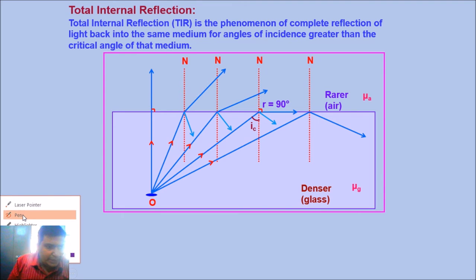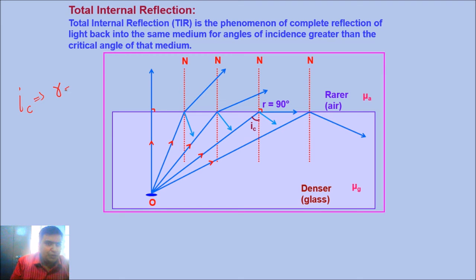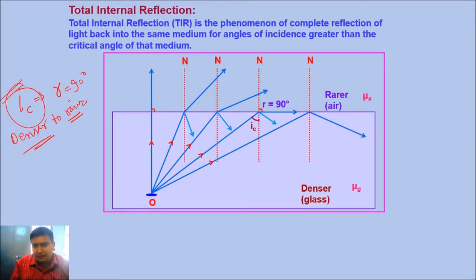Let me tell you that it only happens for the critical angle IC at which the refraction angle is 90 degrees. We remember that when light goes from denser to rarer medium, for a particular critical angle IC the refracted angle is 90. Beyond that IC value, the ray is actually reflected internally. This phenomenon is called total internal reflection.